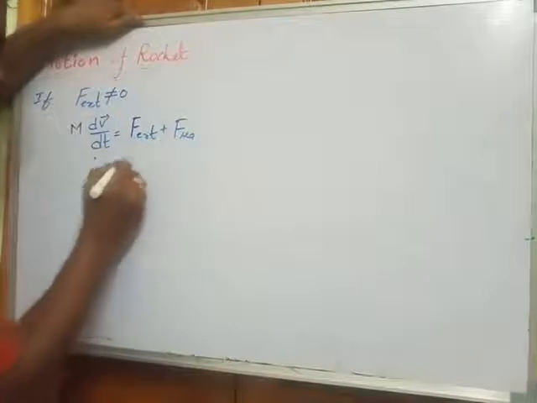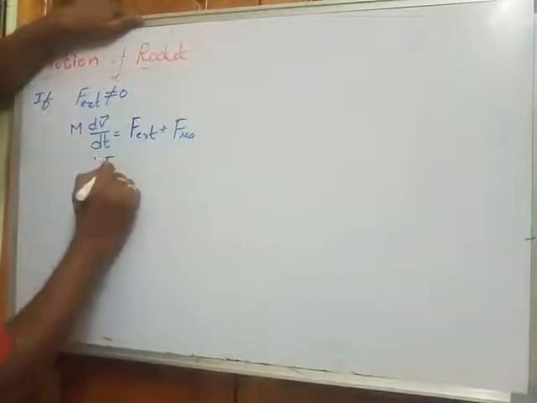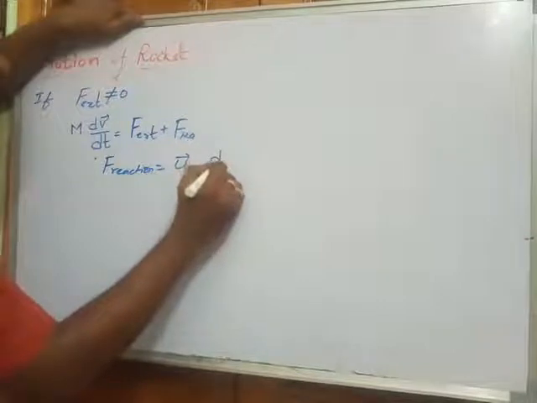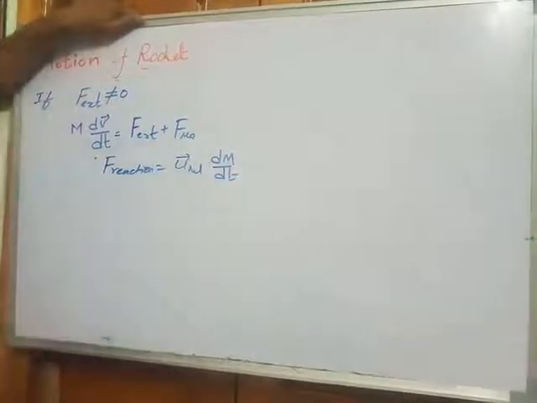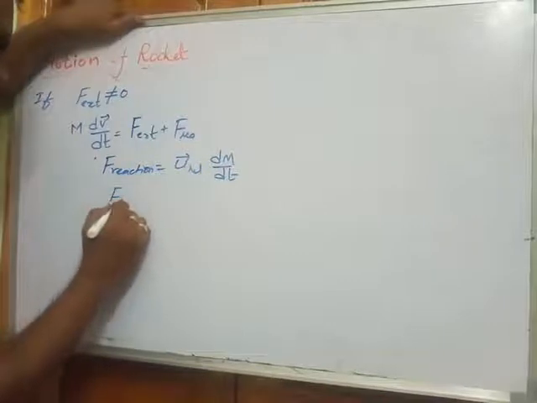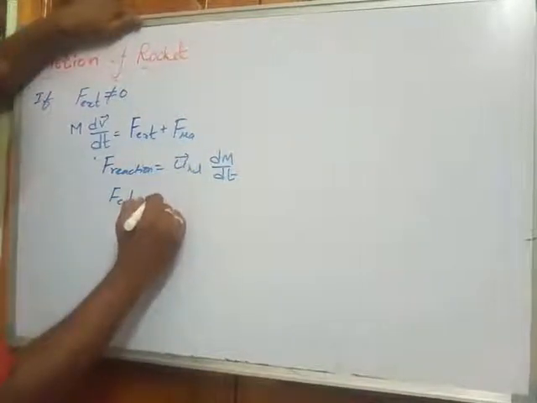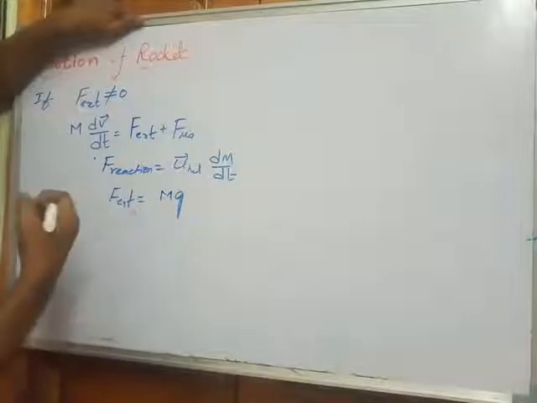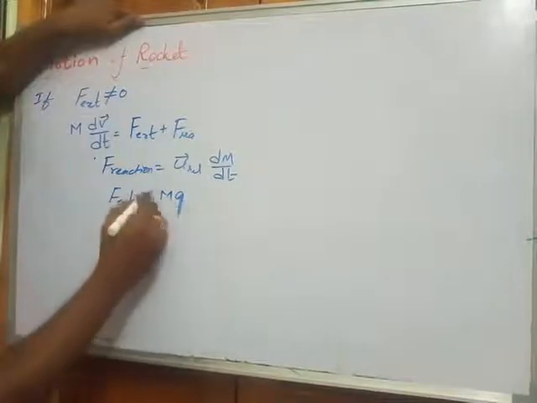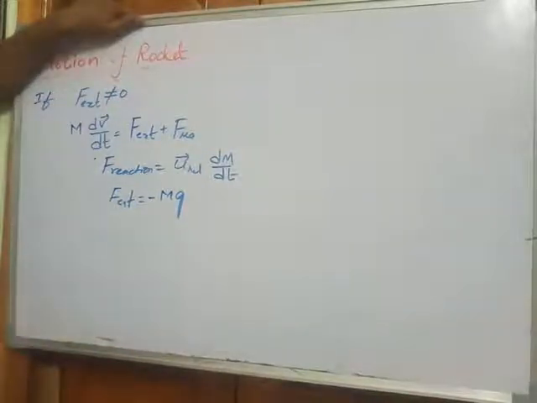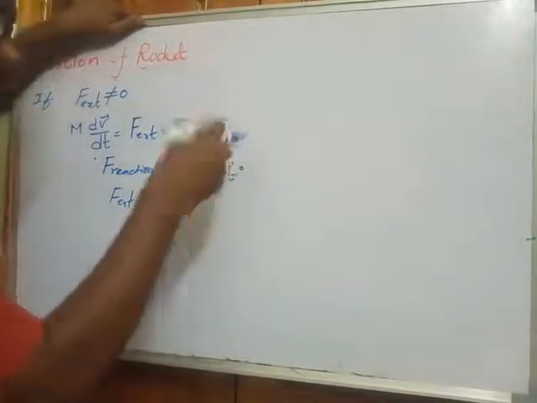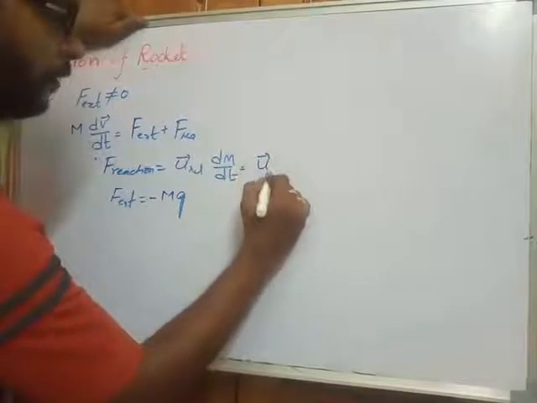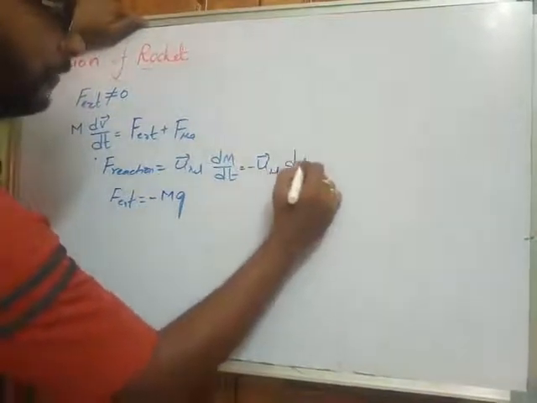Already we know that F reaction force is equal to u, the relative velocity, into the rate of change of mass. Now F external force can be taken as mg, but since it acts against the upward direction, that is, against gravitation, we take F external as minus mg. And since mass is decreasing, instead of dm by dt we take minus dm by dt. So the reaction force is u bar relative velocity times minus dm by dt.